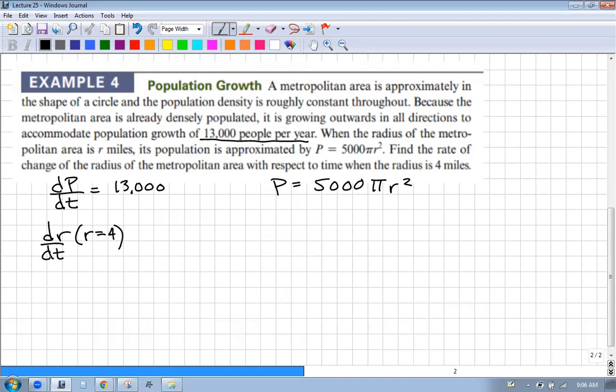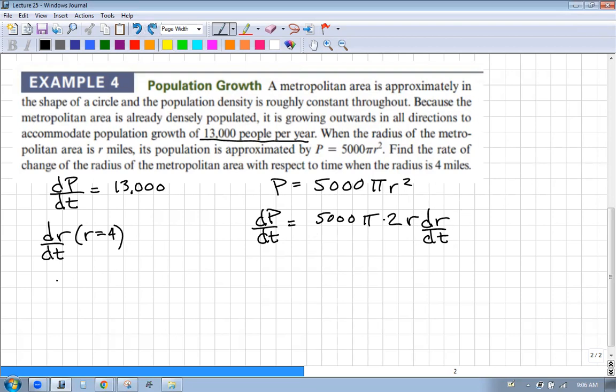Well, we have this. We could just take the derivative of both sides with respect to time. This 5,000 pi is just a constant. Then we have times the derivative of that. So we have times 2 r times the derivative of r with respect to time. This is a chain rule. Okay. So they want to know what this is. So we need to solve for that.